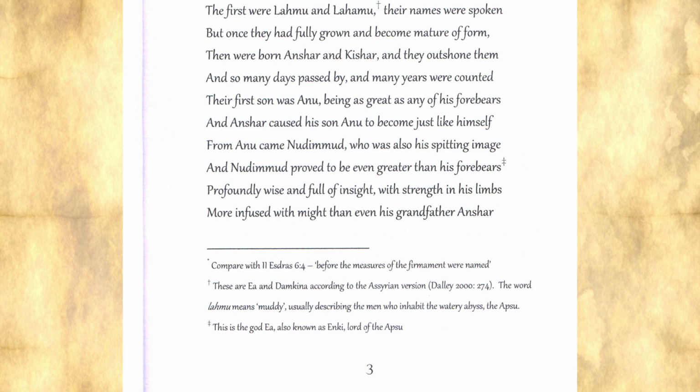Their first son was Anu, being as great as any of his forebears, and Anshar caused his son Anu to become just like himself. From Anu came Nudimmud, who was also his spitting image, and Nudimmud proved to be even greater than his forebears, profoundly wise and full of insight, with strength in his limbs, more infused with might than even his grandfather Anshar. I've got some early videos up on interpreting these at a much more specific level.